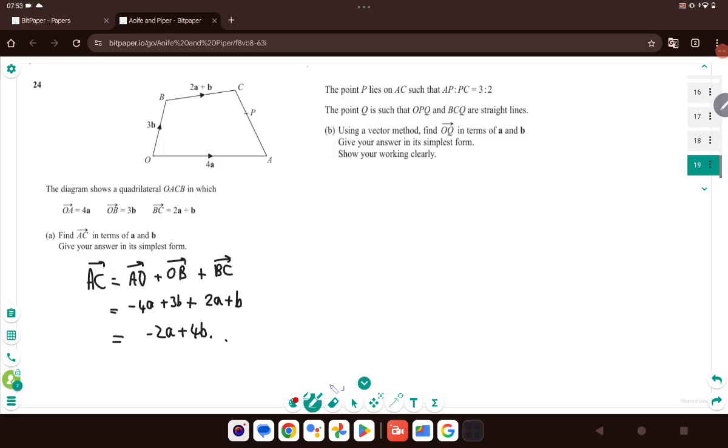The point P lies on AC such that AP to PC equals 3 to 2. Point Q is such that OPQ and BCQ are straight lines. I'm just going to add on some lines here. OPQ, I'm just going to extend it because it needs to join the extended line from B to C. So let's extend the line B to C. So that point where they cross is Q.